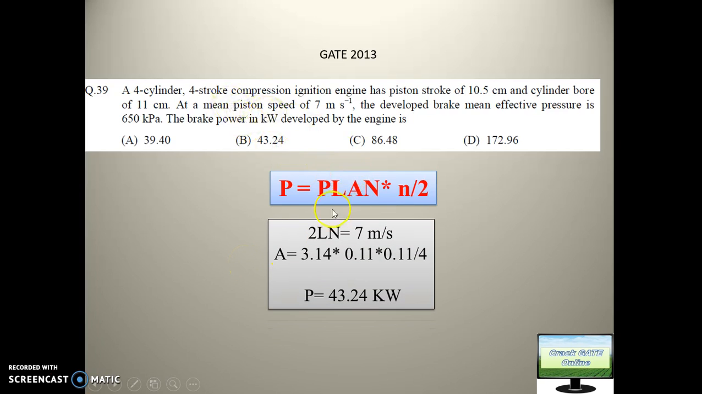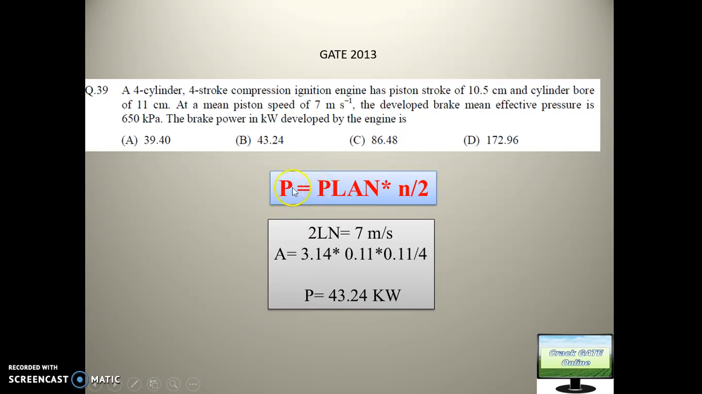Mean piston speed is 7 meter per second. So mean piston speed, as you know, is 2LN. 2LN equals 7 meter per second, so LN value will be 3.5 meter per second. So this LN value we will directly put into the equation. Area you can calculate because bore is given as 11 centimeter. So pi d square by 4, so pi into 0.11 into 0.11 upon 4. You can see I have kept all the values in SI. It was given in centimeter, I converted it into meters. So this will be the area.